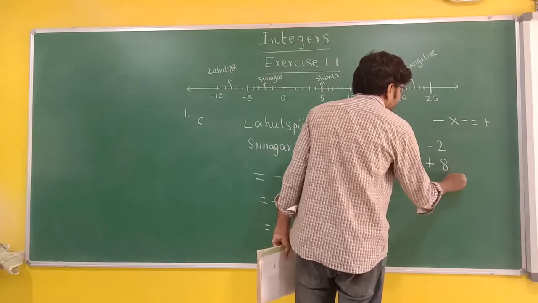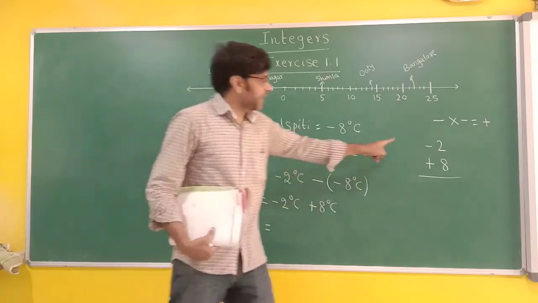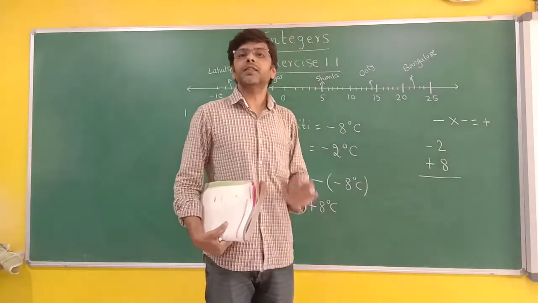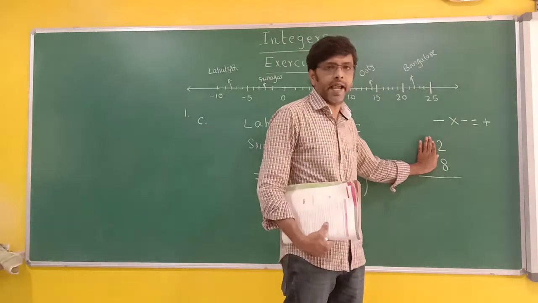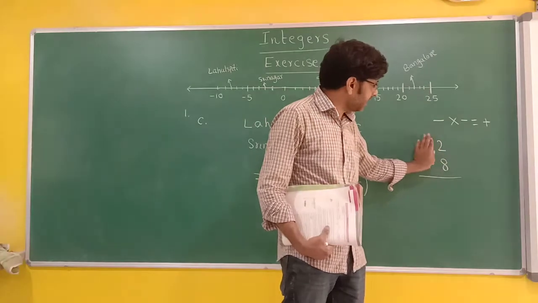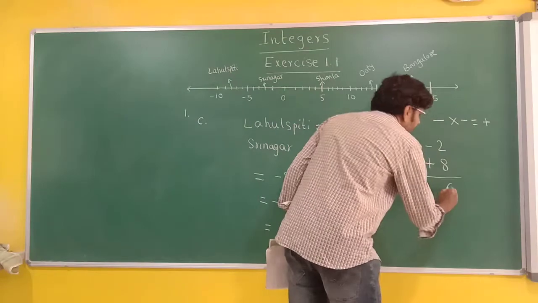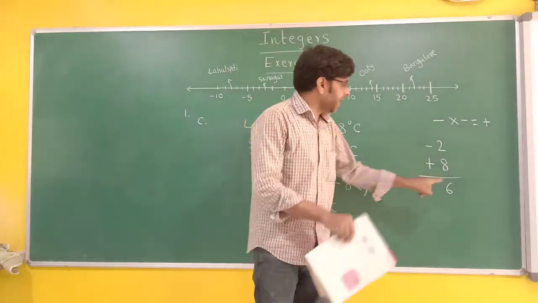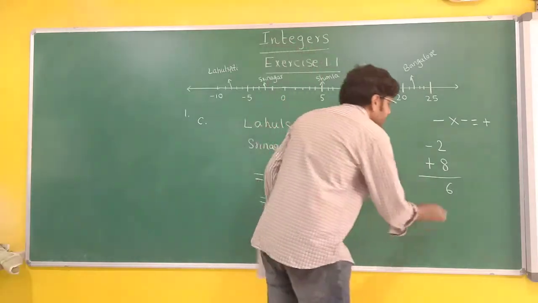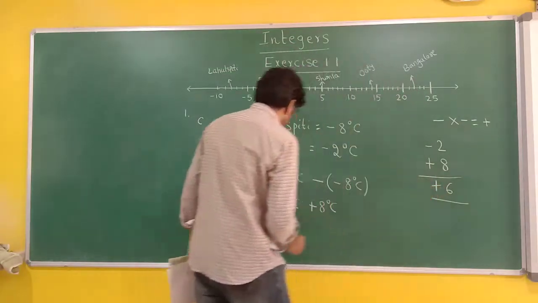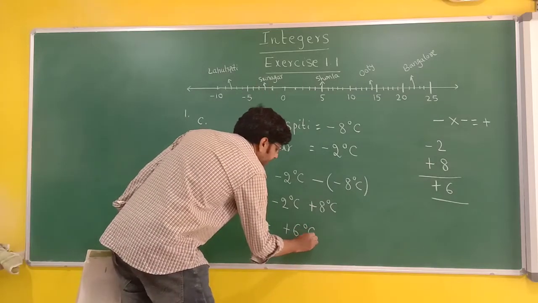When one number is positive, one number is negative, what should we do? When the signs are opposite, we have to subtract. I have told you already in the previous video. When we are subtracting, don't see the sign. From the bigger number, subtract the smaller number. What is 8 minus 2? 8 minus 2 is 6. After writing the answer, the bigger number has which sign? Plus. The answer also will have the same sign. So, the answer is plus 6 degrees Celsius.